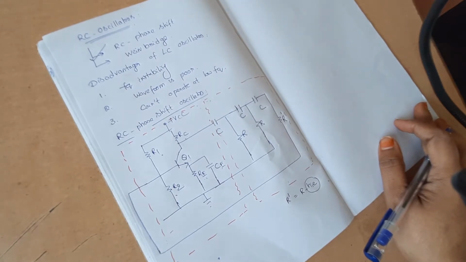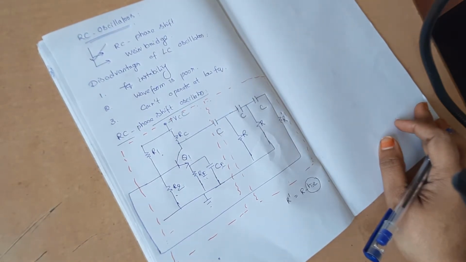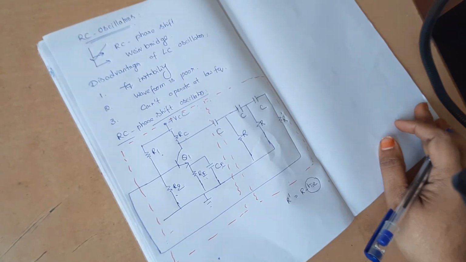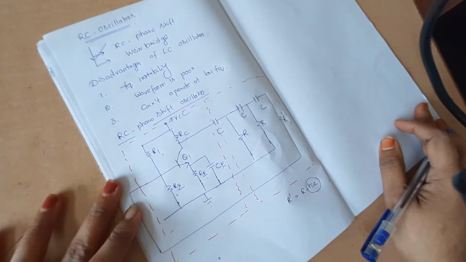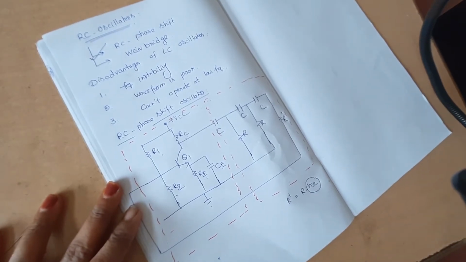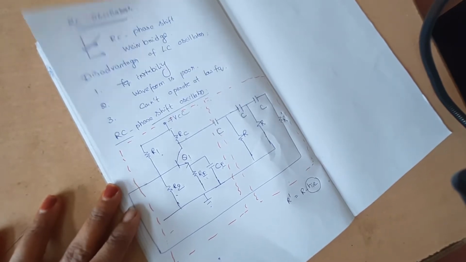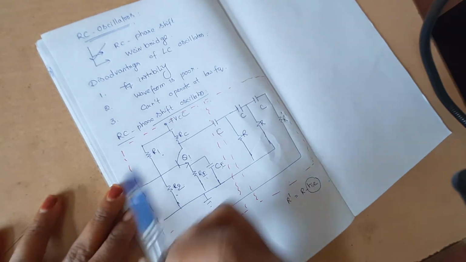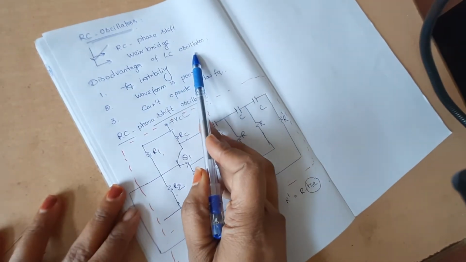What is an oscillator? Oscillators produce an output signal without any input signal. It converts the DC waveform into an AC waveform. Oscillators generally use positive feedback. In the previous class we discussed LC oscillators, where a tank circuit is used as the feedback network. Before going to the RC phase shift oscillator, what are the disadvantages of the LC oscillator?